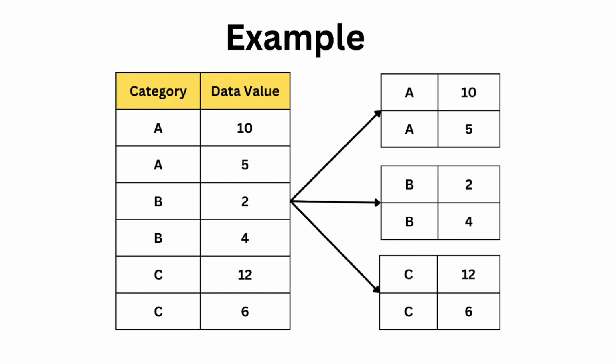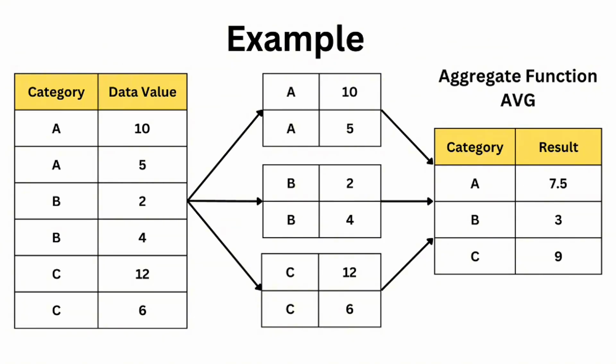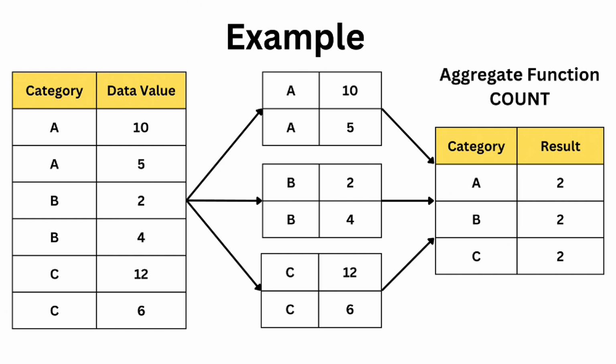Recall that an aggregate function takes in multiple values and reduces them back down to one single value. For example, the sum function can take in all these values per category, or grouped by category, and then return back their sum. So the total sum of sales to category A was 15, 6 to B, and then 18 to C. We could do this with any of the aggregate functions that we just learned about. For example, we could take the average data value per category: 7.5, 3, and 9. We can even do something like a count per category. In this case, there were 2 rows per category, so they're all the same: 2, 2, and 2.